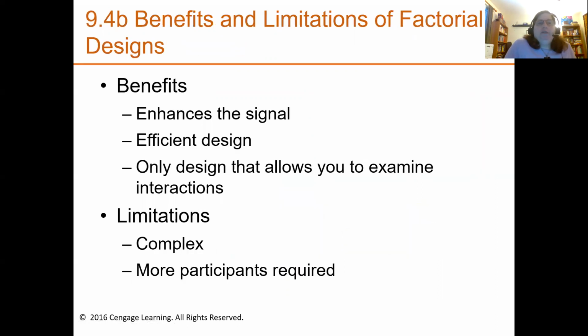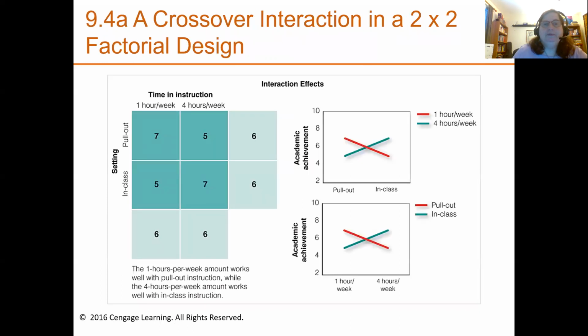So what are some of the benefits and limitations of factorial designs? Well, the benefits are that they enhance the signal. It's an efficient design, and it's the only one that allows you to examine interactions. What's the limitation? It's complex. It can get really complex, especially if you have more than 2 different variables. And more participants are required because you have to fill each cell. Right here, there were 4 cells, and you have to fill them all.